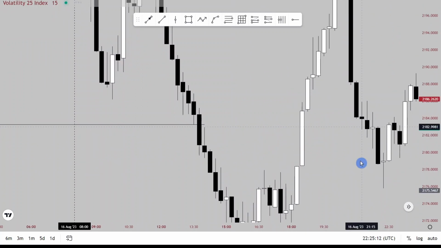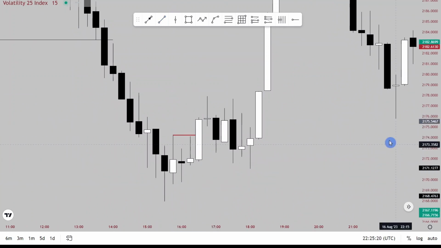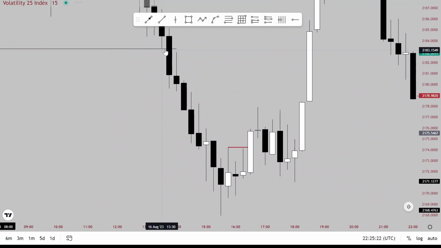We have the short-term high. Let me zoom in for you to see that there was a high here, short-term high, market structure shift right there. Though we went all the way below, we didn't create structures below. So our idea is still valid.